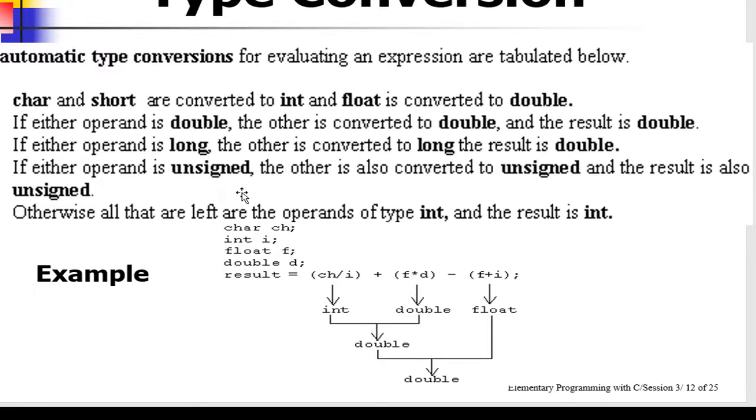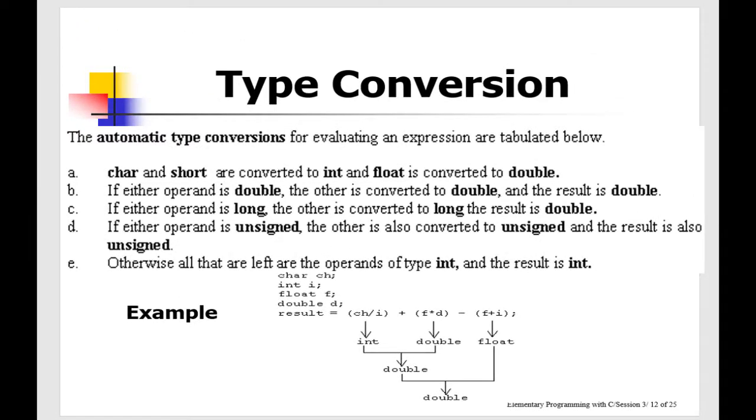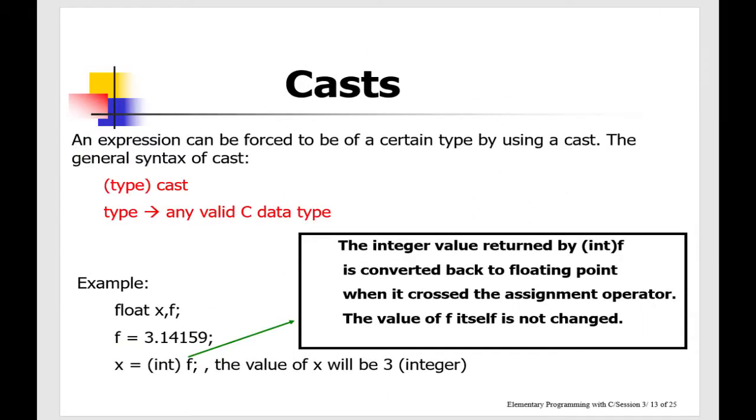Let's look at the other type of conversion which we can do. This is called a cast. An expression can be forced to be of a certain type by using a cast, and the general syntax we said is the general form of something. We start by using the typecast operation and then you convert the data. This data is to be converted or to be cast into this type, where the type is any valid C data type. Float, integer, double, whatever you want to cast to.